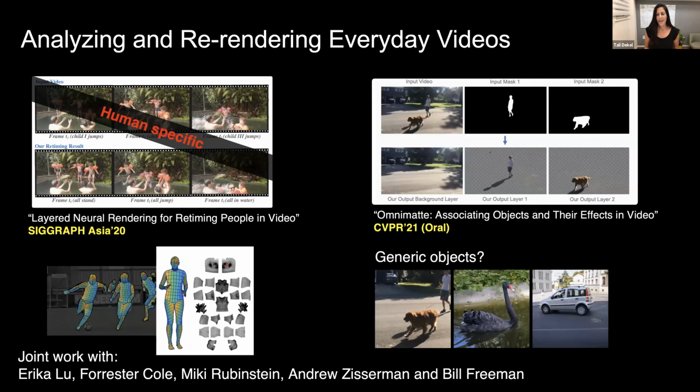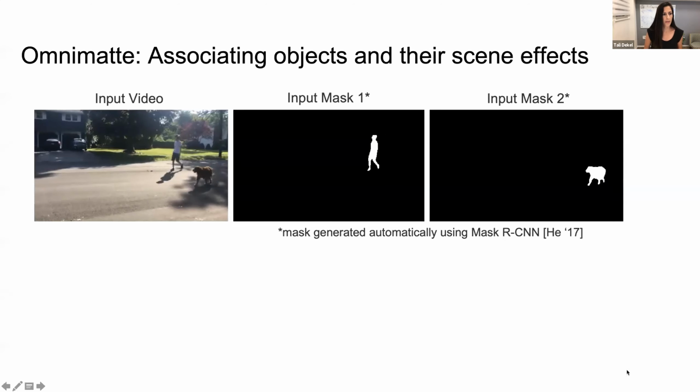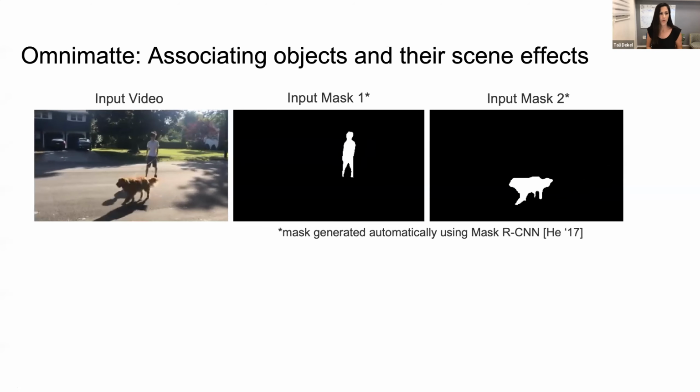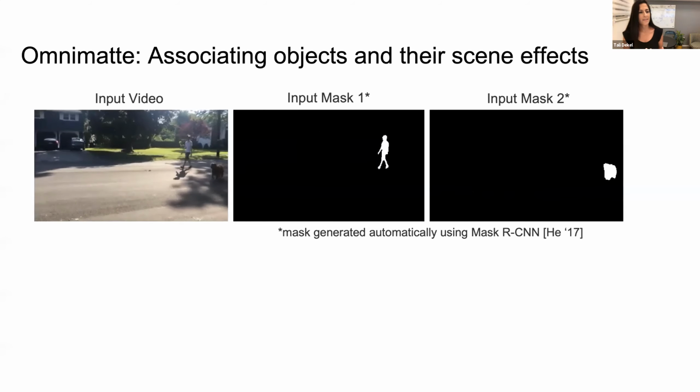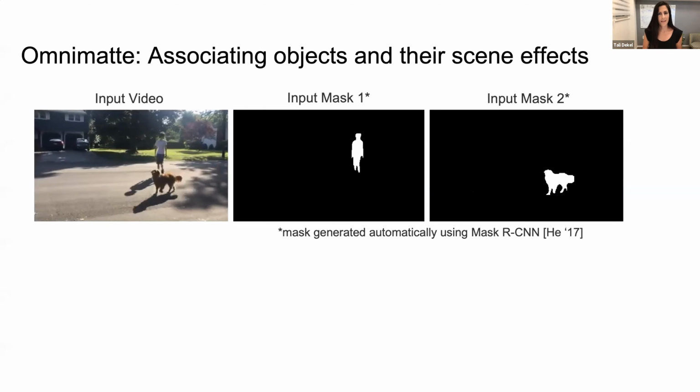And we still wanted to leverage this property of this network to be able to find correlations in space and time, like we did in the retiming work. So we were looking to replace those human-specific inputs with a much simpler and more accessible input that could work on a wider range of objects. And that led us to this setup, and to set this novel problem of estimating omnimattes, and I'll say in a second what I mean by that.